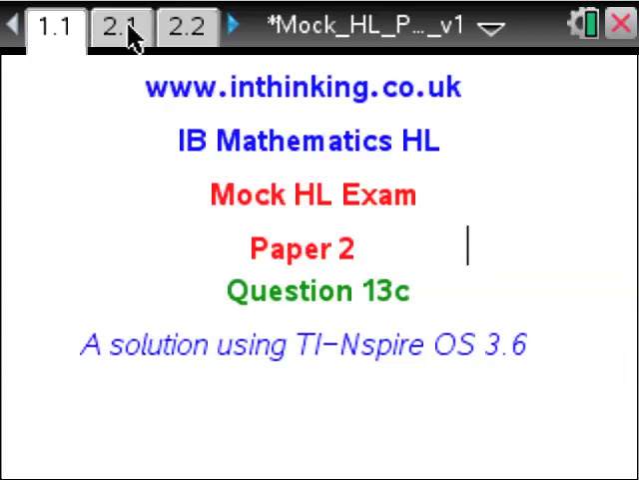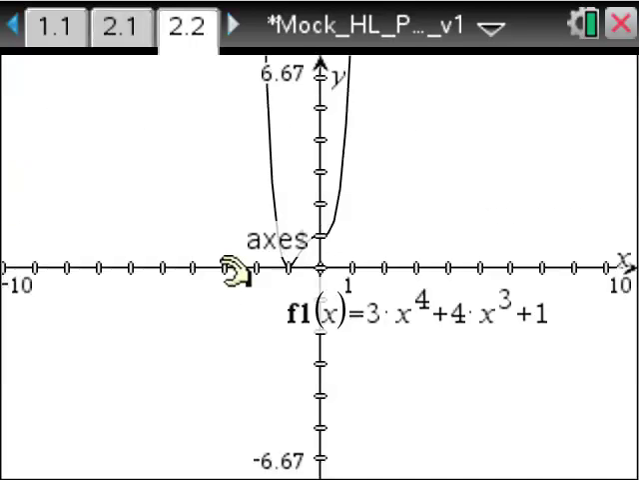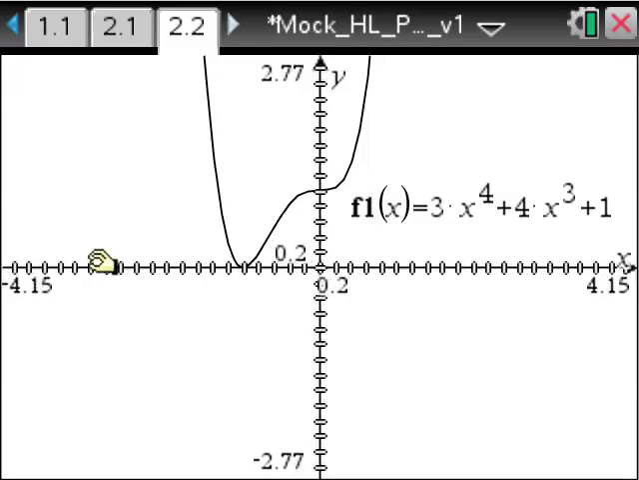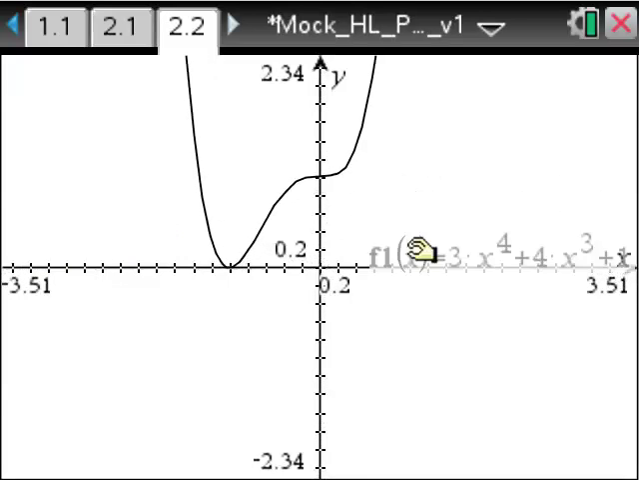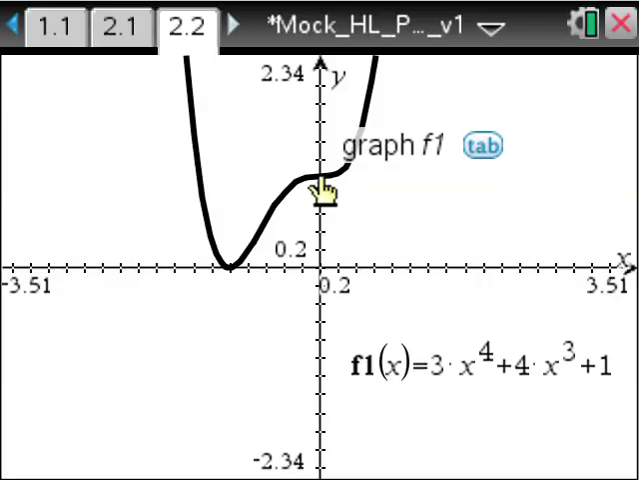Paper 2, question 13c. There's our answers from parts A and B. We're just going to zoom in on this graph a little bit so we can see a little bit more closely what's happening here for part C. Now, the tangent through F, if we look at this tangent down here, it's not going to intersect the graph again, but the tangent at this inflection point is when x is equal to 1.